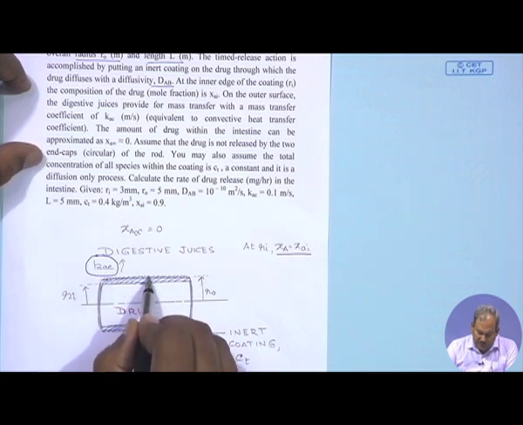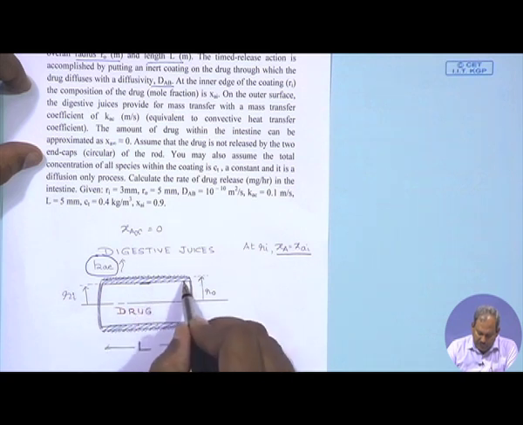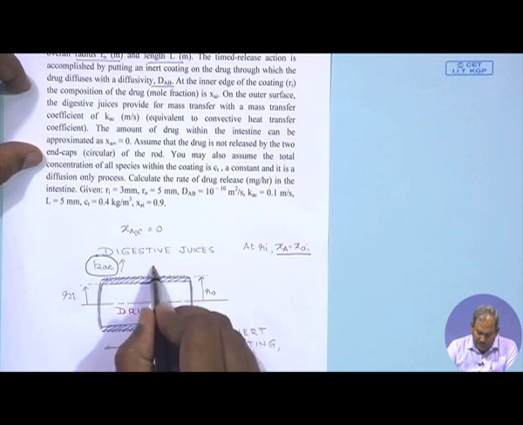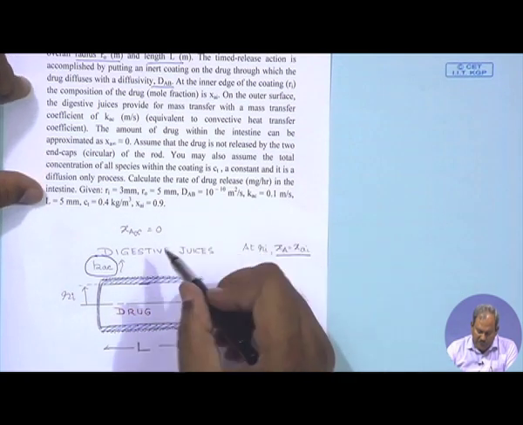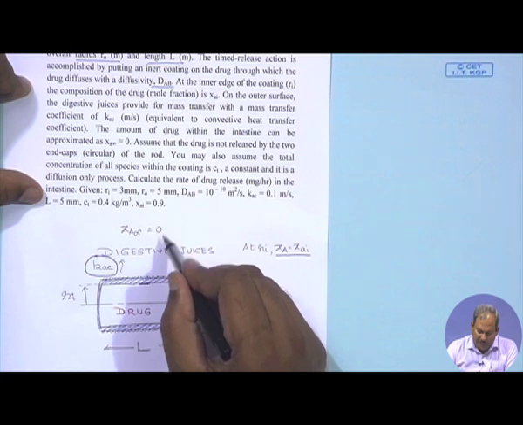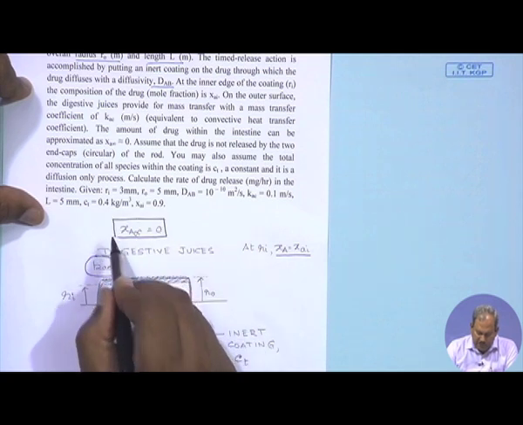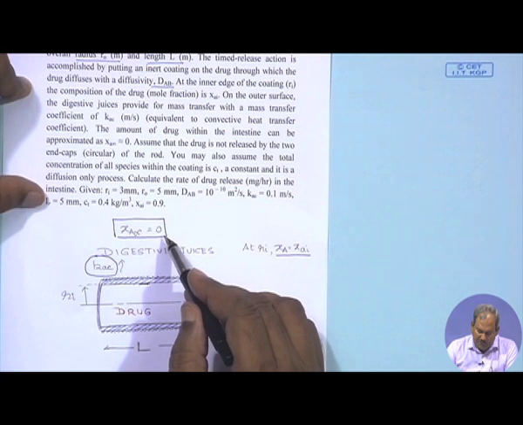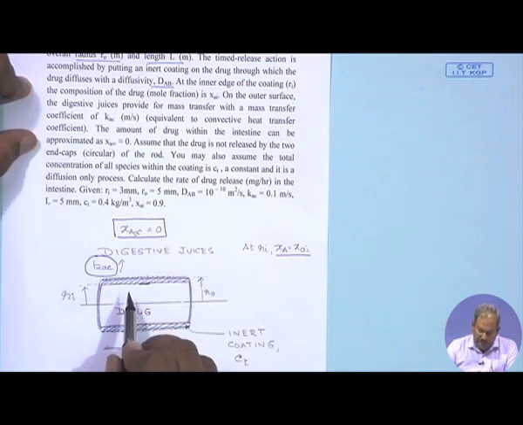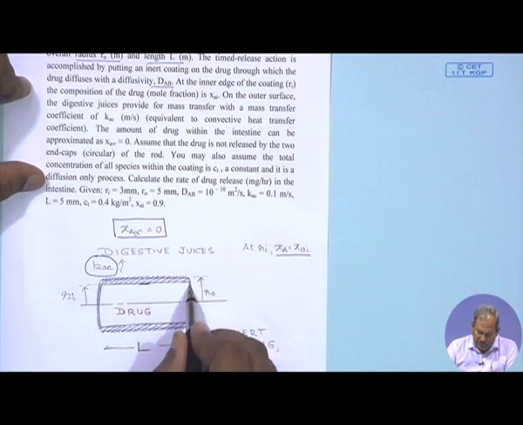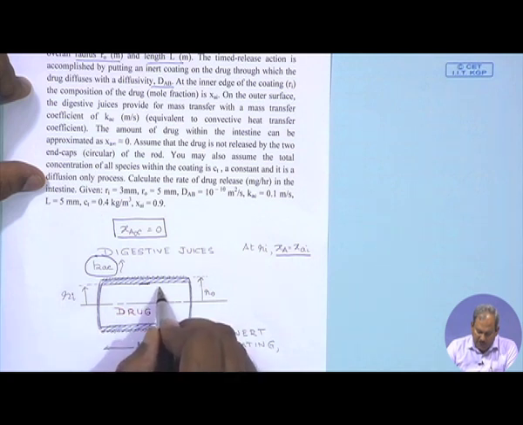So, any drug molecule which comes on the outside through diffusion through this inert layer, which is the blue shaded region, will then be moved away by a convective mass transfer coefficient, and the concentration at a point far from the drug is maintained at 0 concentration. So, x A infinity is equal to 0. It has also been assumed that the drug is not going to be released by these two end caps. So, the drug is only going to be released through the inert coating, that is through the cylindrical surface of the drug.